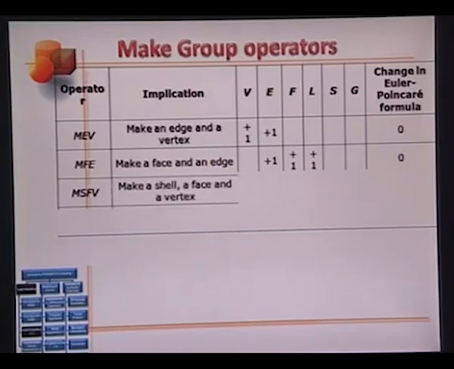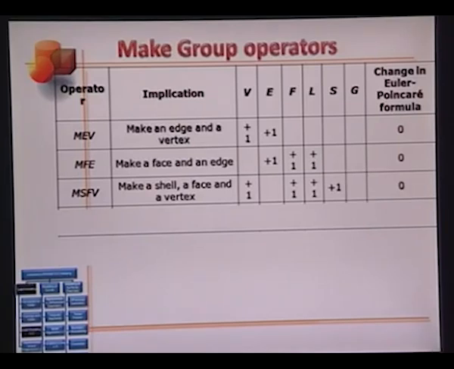MSFV, make a shell, a face and a vertex. The number of vertices increases by 1. There is no increase in the number of edges with this operator. The number of faces increases by 1. The number of loops gets increased by 1, and the number of shells would increase by 1 with no change in the genus value. Again, no change in the formula.